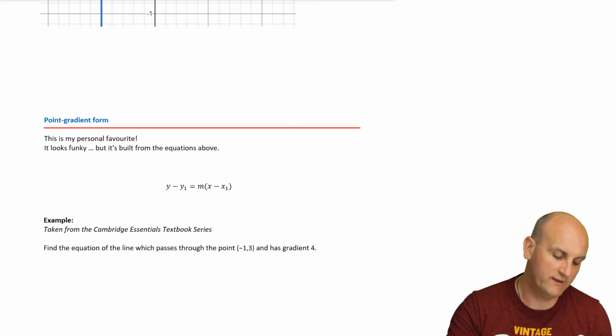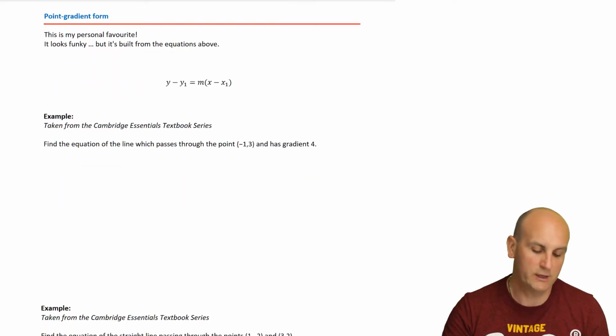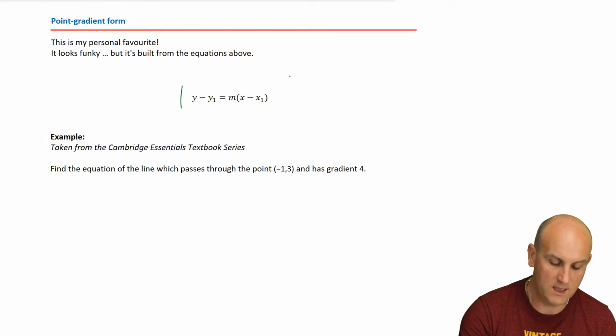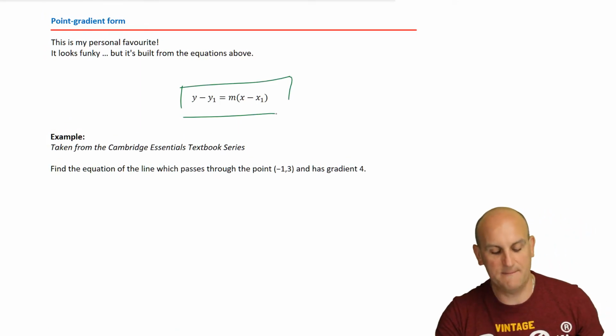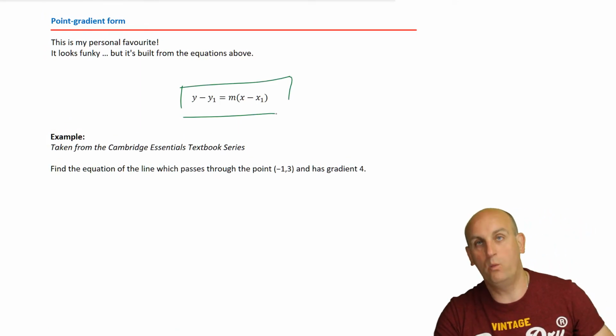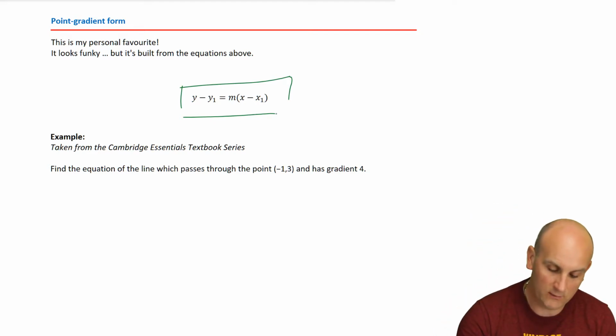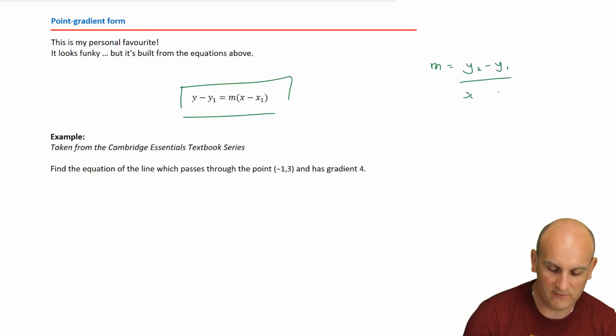And then my personal favorite is this one here. It's called the point gradient form. Now the point gradient form is given by y minus y1 equals m(x minus x1). Now when on earth would we use this? And more importantly, does it look familiar to you? Well, actually it's just a rearrangement of m equals (y2 minus y1) over (x2 minus x1).